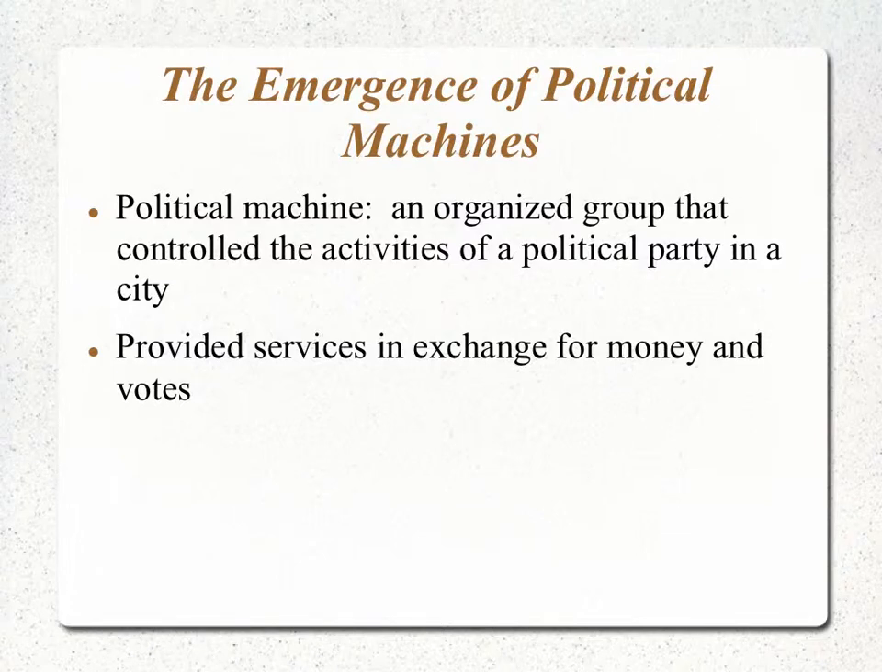And the definition of a political machine is an organized group that controlled the activities of a political party in a city. You're going to see this a lot in places like Baltimore, New York City, San Francisco, and Boston, where these political machines really control the votes. They provided services in exchange for money and votes.